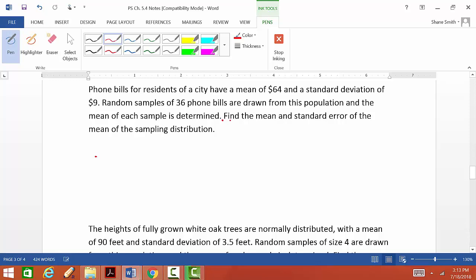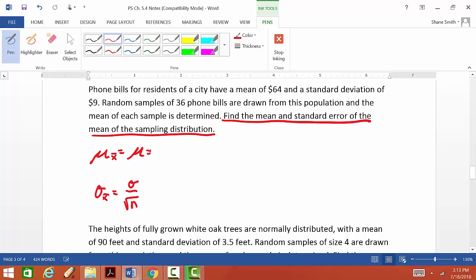What we're actually asked to find is the mean and the standard error of the mean of the sampling distribution. So that's mu sub x bar basically and sigma sub x bar. Well, if you remember from the last video, mu sub x bar is equal to mu and sigma sub x bar is equal to sigma over the square root of n. Well, the mean of my population is $64, so the mean of my sampling distribution is $64. So that's it. Pretty easy, huh?